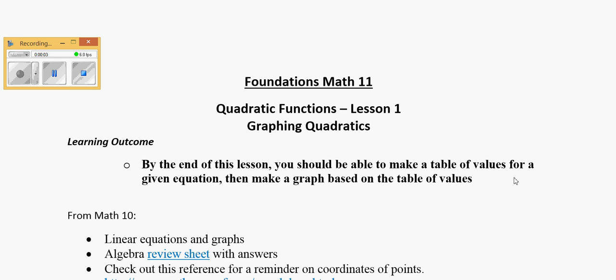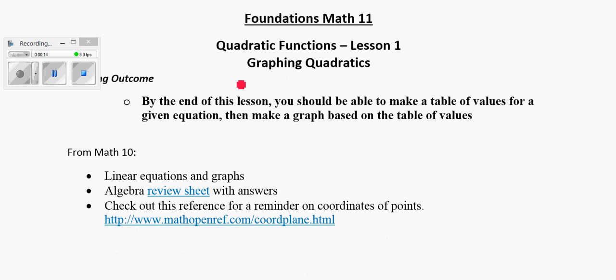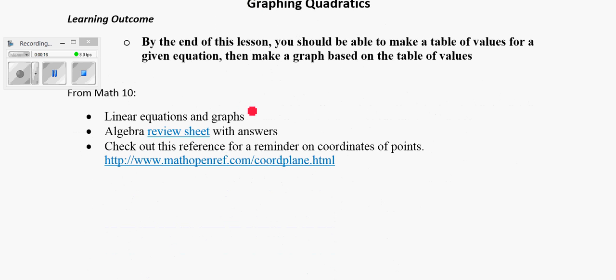In this lesson, we will be looking at quadratic functions, specifically how to graph quadratics. And you should be familiar with a few topics from Math 10, which are really going to help in this lesson. And that is how to graph linear equations and how to produce those graphs, which we'll go over an example, and also some basic algebra knowledge.